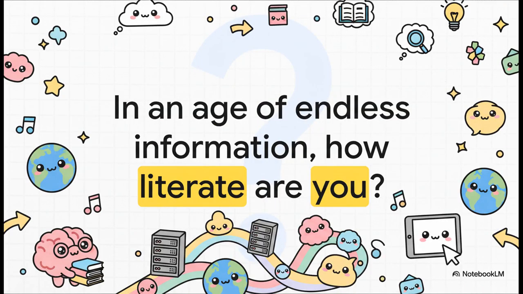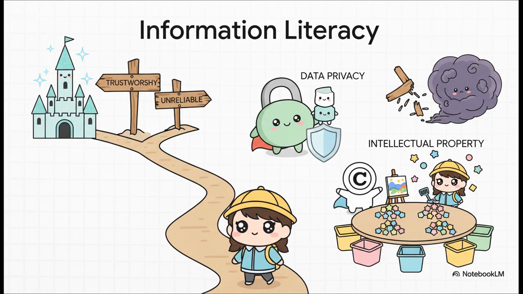And that brings us to one last and maybe the most important question. We are swimming in an ocean of information, more than at any point in human history. But just being surrounded by it isn't enough. So let me ask you, in an age of endless information, how literate are you? Because being truly information literate today is about so much more than just being good at searching online. It's about credibility, really thinking about where your information is coming from and if you can trust it. It's about data privacy, respecting your own privacy and the privacy of others. It's about intellectual property, not stealing other people's work. And it's about being able to pull information from all over and organize it in a way that makes sense.